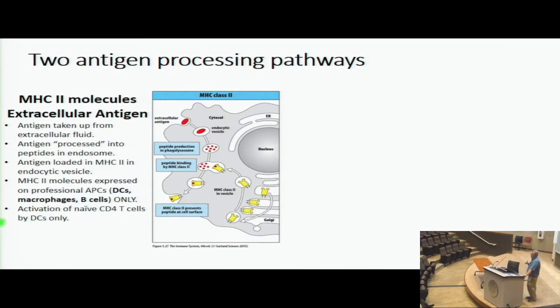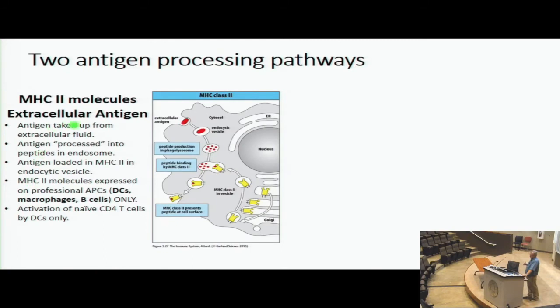Now, there are a couple of things you need to know. One is that these MHC class 2 molecules are not found everywhere. They're only found on what are called professional antigen-presenting cells, professional APCs. And those comprise dendritic cells, these are the bone marrow-derived dendritic cells, macrophages and B cells. They're the only cells in the body that express class 2.